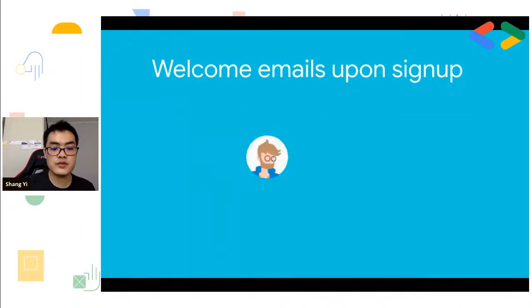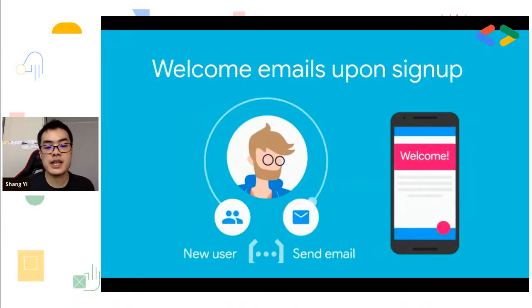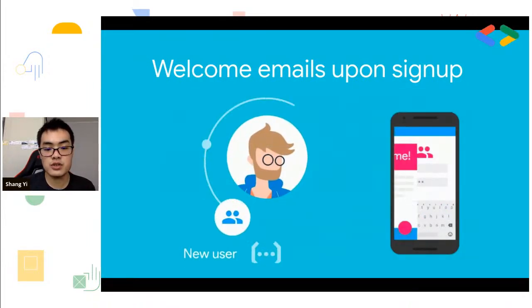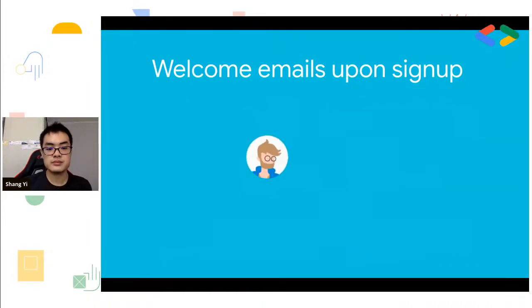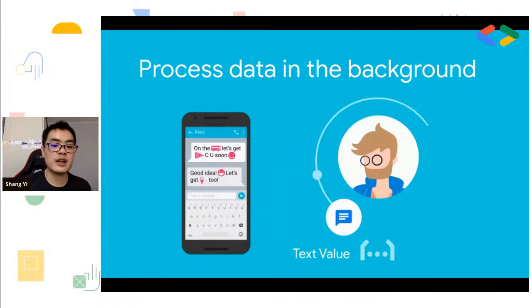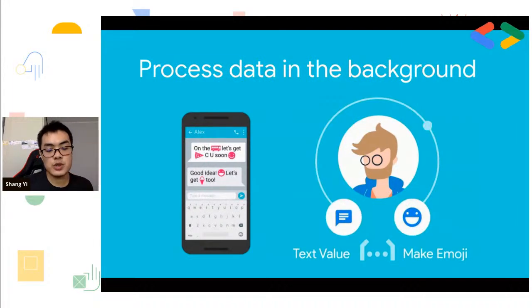So let's take a look at some case studies of how you can actually do it using cloud functions. One of them is to send an email. Most of the time when you have an application, you might want to send an email when the user has signed up. You can, of course, use cloud functions to do it. And let's say you want to make some background process changes. For example, like the emoji chat you saw just now, you enter some sort of text, and in the background, the cloud function will help you translate all of this into emoji and show it to the user.